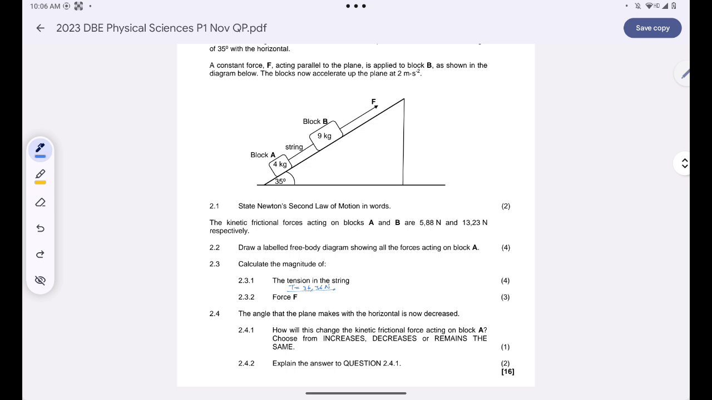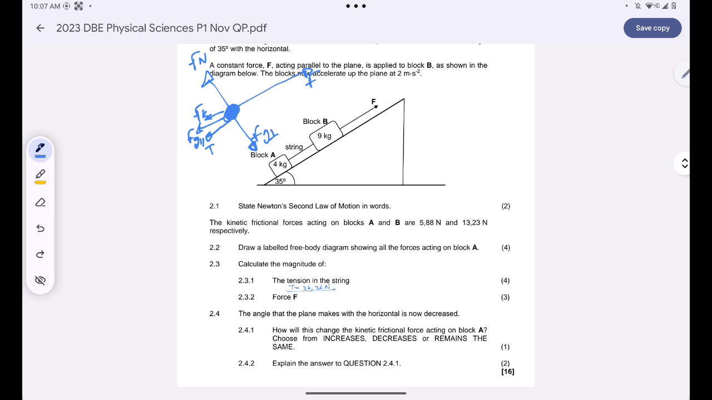The free body diagram for block B: I'll have force F being applied there. Then I'll have frictional force Fk going down the incline, and Fg parallel also going down the incline. I also have the tension also going down the incline, right? Then I'll have the F normal and Fg perpendicular. Alright, together.